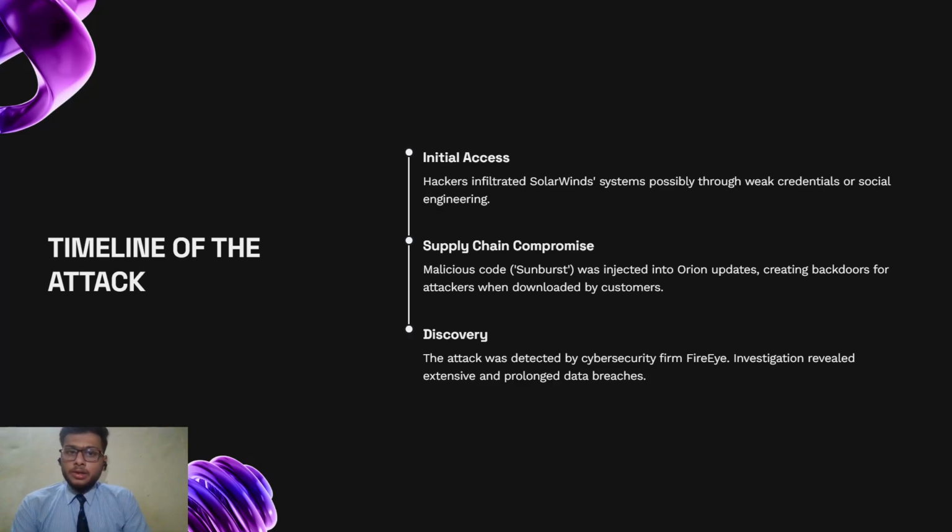Now when the attack happened, there is an important phase, the discovery of the attack. So we'll see how that attack was discovered. There is a cybersecurity firm, FireEye. So they discovered that attack and investigated, and in their investigation they revealed that the attack was a very extensive and prolonged data breach. So approximately the attack was happening for the past 9 to 10 months, and it included 200 different companies which are associated with SolarWinds.